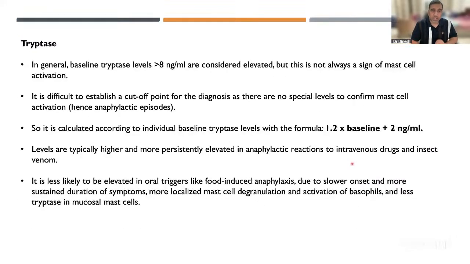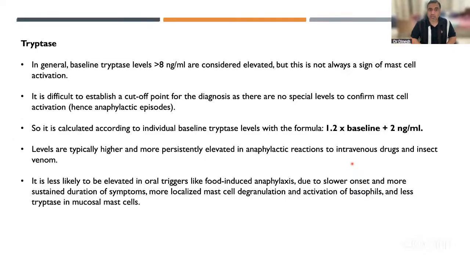Okay, so what's the level? Now, in general, it is accepted that baseline tryptase levels above 8 ng per ml are considered elevated, but this is not always a sign of mast cell activation because it is difficult to establish a cutoff, as there are no special levels to confirm mast cell activation and hence the anaphylactic episodes. So what we do instead of just taking a baseline is use a formula: 1.2 multiplied by the baseline plus 2 nanogram per ml.